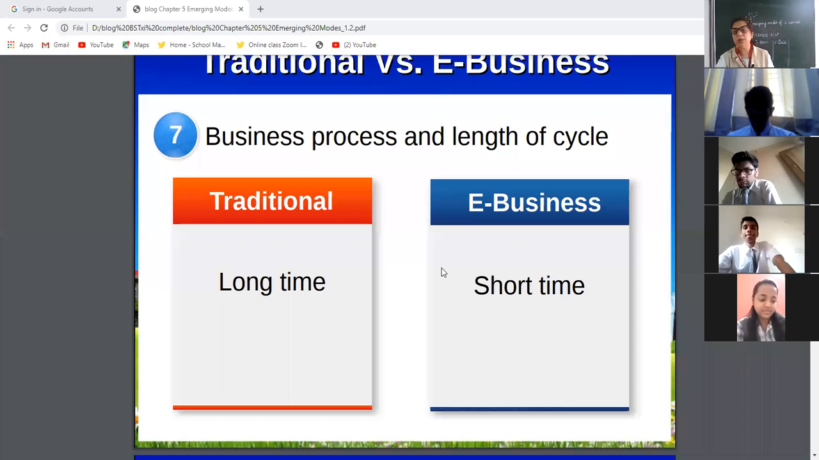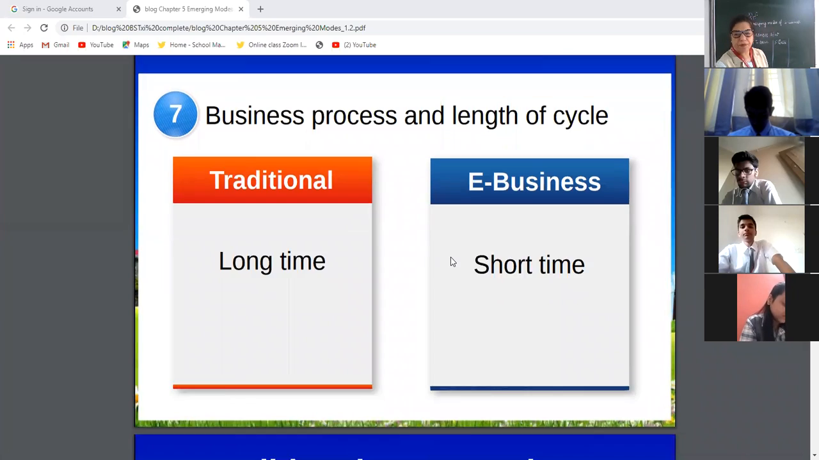Now come on to e-business. Very easy. It takes very little time. The business process and length of cycle is very short in comparison. Just place the order: see the website, make the cart and place the order.